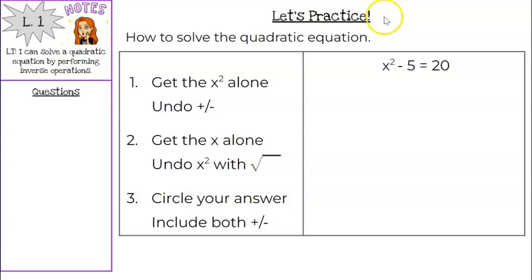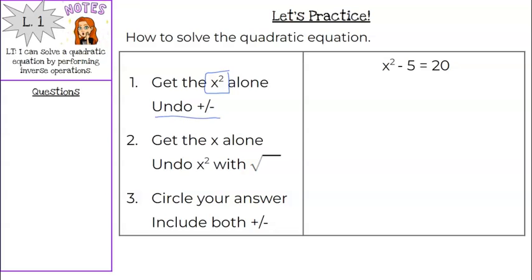So we are going to solve this quadratic equation. Now a quadratic equation is quadratic when it has a square, so x squared. So right here you can see we have x squared, and that makes it quadratic. So we're going to solve this equation, and to do that we have to follow a couple steps. Our goal is to get the x squared all by itself.